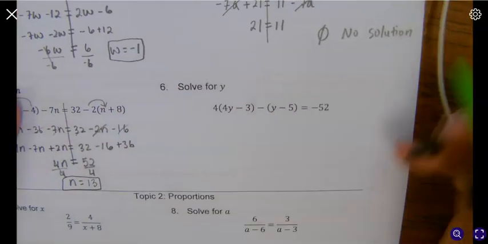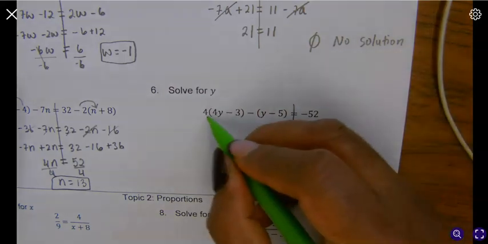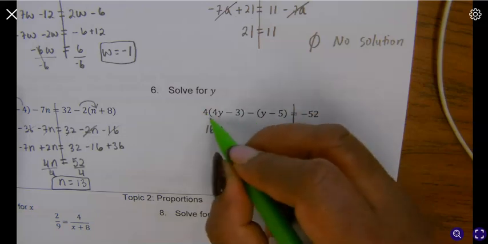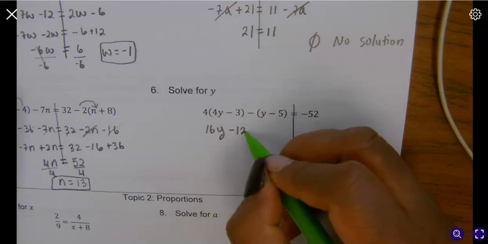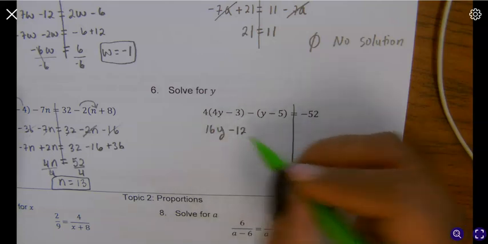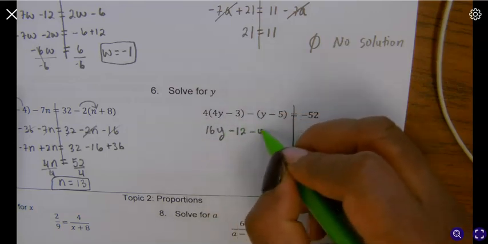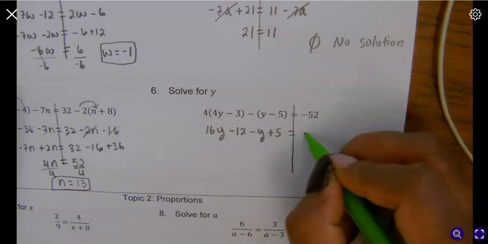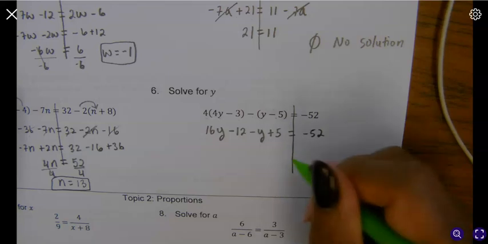Alright, one last problem. So I'm going to go ahead and do this. Alright, so that's 4 times 4 is 16y. 4 times negative 3, positive times a negative is a negative. And 3 times 4 is 12. And here is the negative y. Negative times a negative is positive 5. Copy all this down.